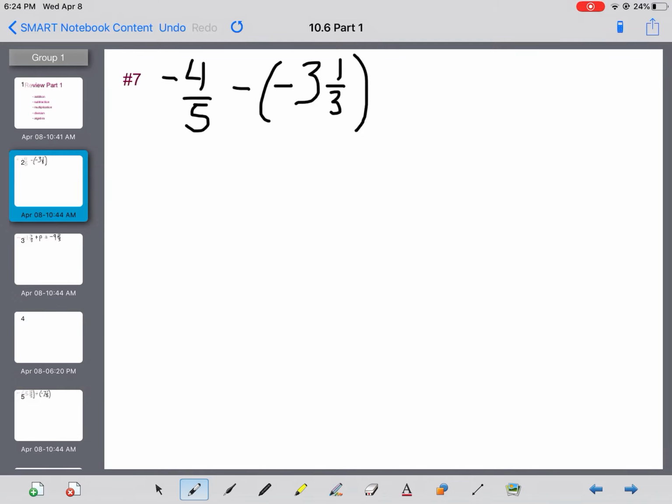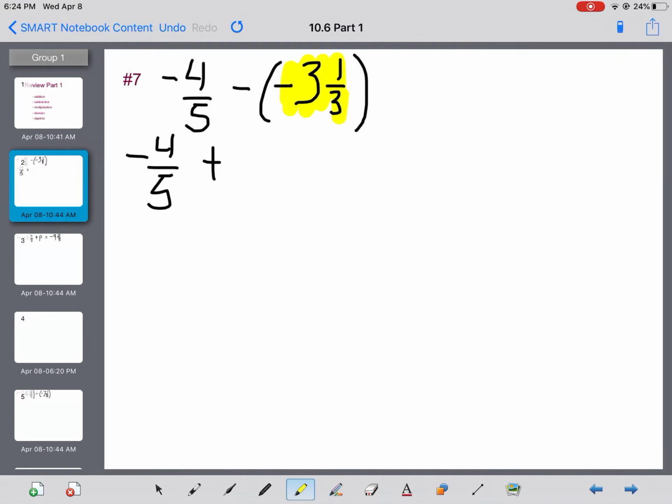So here I have -4/5 subtract -3 1/3. The first thing I'm going to do is not do anything with the 4/5 to start. I'm just going to write -4/5. Then I remember to myself, I can do leave, switch, switch. So when I want to subtract a negative, instead I can add the opposite. So I'm going to add 3 1/3.